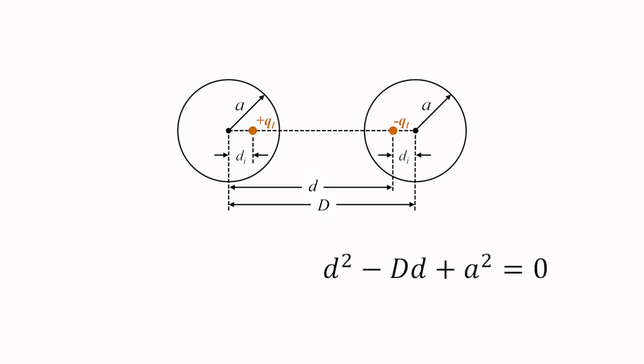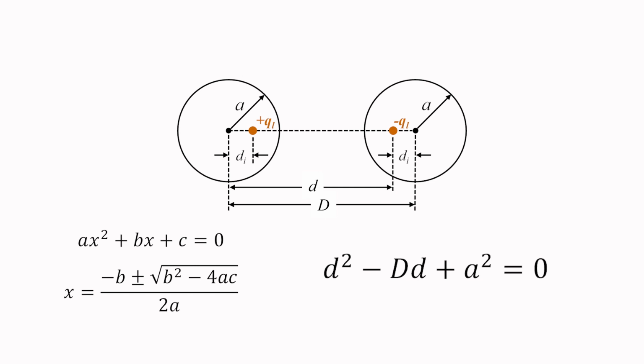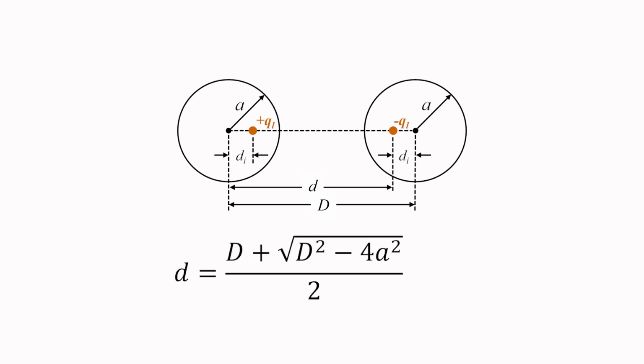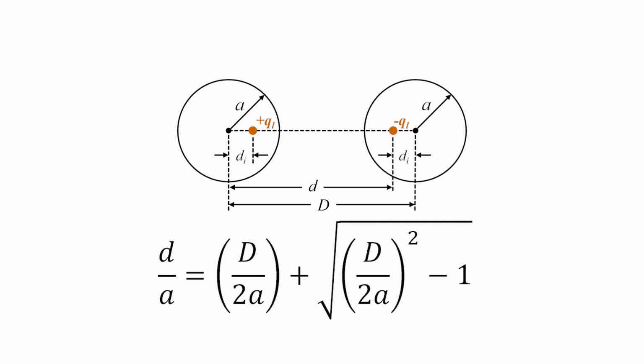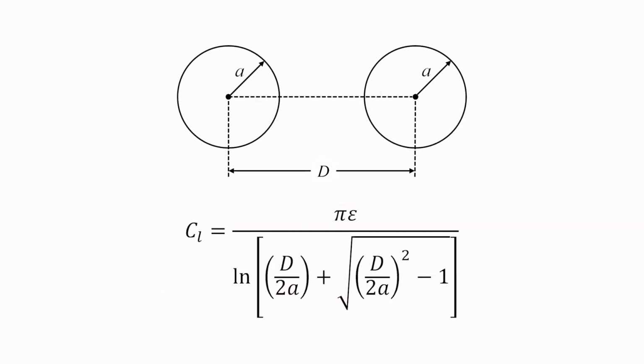Rearranging terms gives us something ripe and ready to plug into the quadratic formula, giving us this expression. Remember that the argument of our logarithm is little d over a, which gives this expression, finally giving us our capacitance per unit length for parallel wires of pi times epsilon divided by the natural log of large D over 2a plus the square root of large D over 2a squared minus 1.